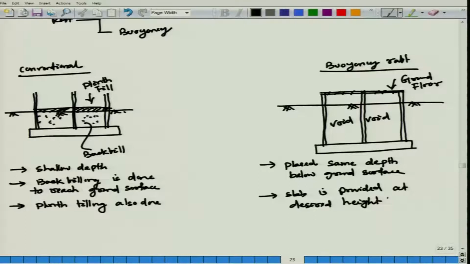The difference between your conventional raft and buoyancy raft: in conventional raft there is a backfilling, you make the backfilling so that you can reach up to your ground surface, but in buoyancy raft, placed same depth below your ground surface, there is no filling, there is a void, that is why this is called buoyancy raft. More detail I will discuss as the class progresses. This is a basic introduction to your foundations, different types of foundations.